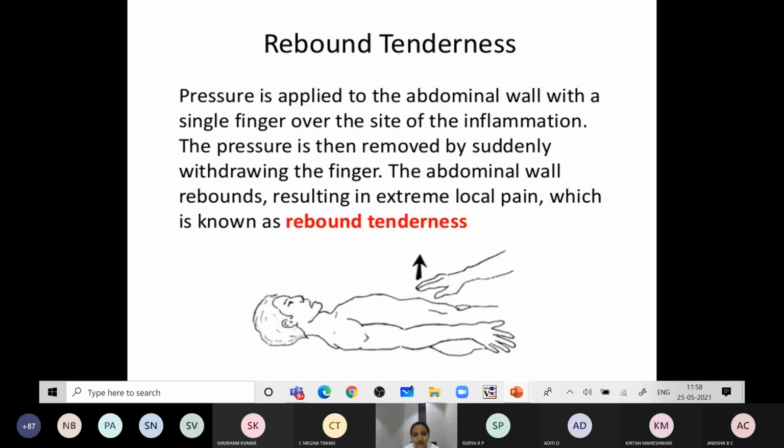Rebound tenderness is also the pain elicited when pressure is applied over the site of inflammation on the anterior abdominal wall, when it is pressed and released suddenly. When the fingers are taken out suddenly, because of rebound of the anterior abdominal wall, the person experiences extreme local pain. That is called rebound tenderness, which will be there in generalized peritonitis.